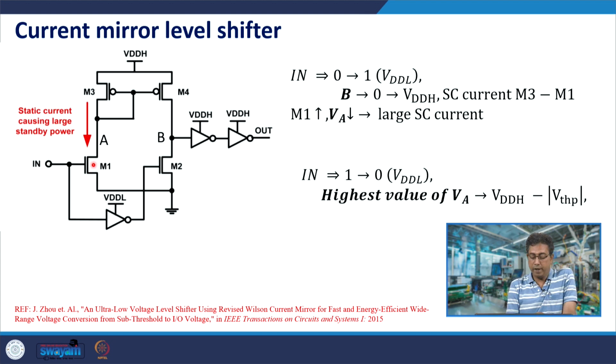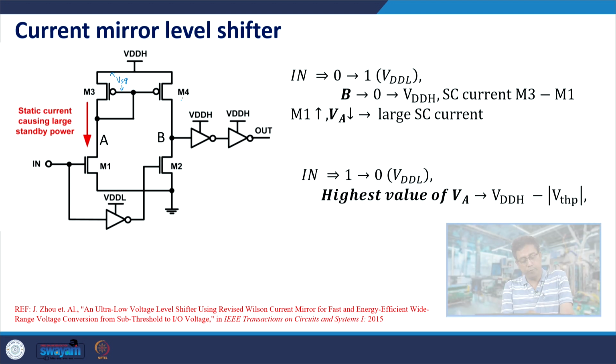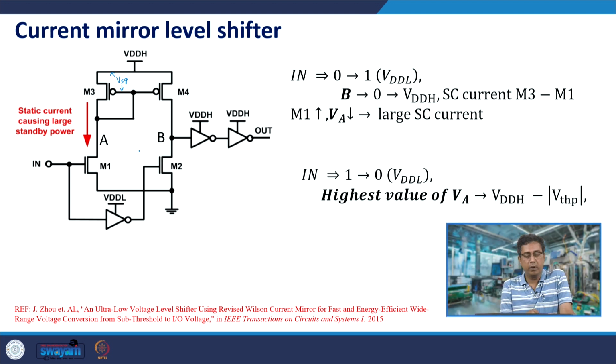So, in this, when input goes from 0 to VDD-L, M1 turns on. Once M1 turns on, now VA is pulled down. Since VA is pulled down, the magnitude of VGS of this transistor M3 keeps on increasing, because the node A is being pulled down. That increases the magnitude of VGS of M4 also, and therefore M4 also now starts supplying larger current.